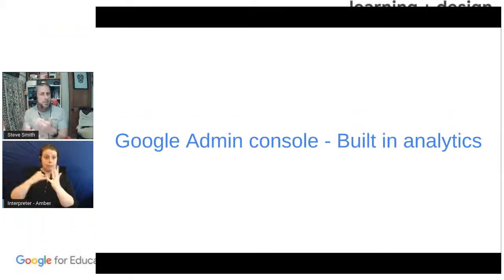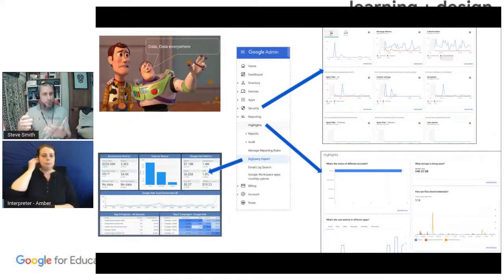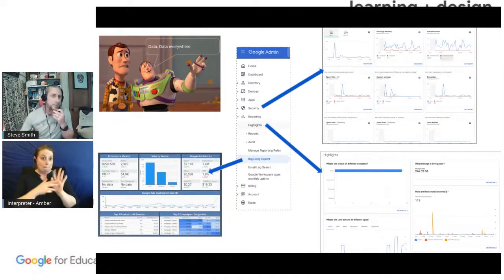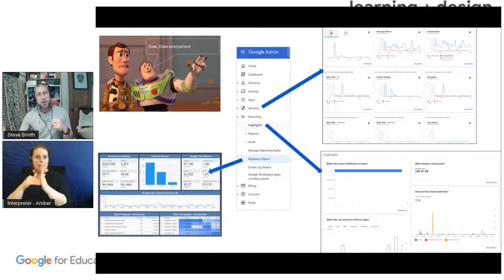But I want to explain this because there are lots of things available to the front end teacher that can be enabled by the back end, if you like. So I will attempt to move quite slowly here because it is fairly complex. You may have seen the meme in the top corner there with Woody and Buzz, data everywhere. And it's interesting when we look at exactly what there is inside the admin console.